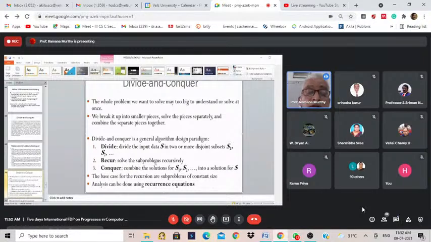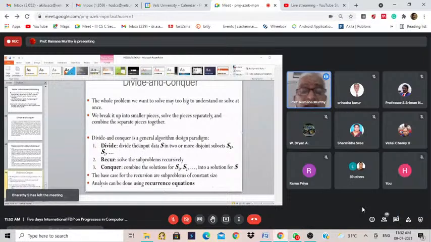Then we solve the subproblems recursively and get a solution at the end. What we do is combine all the sub-solutions for S1, S2, Sn, and then obtain the solution S. The base case for the recursion is subproblems of constant size. Analysis can be done using recurrence equations. Recurrence relations can be used. So let us see this now.